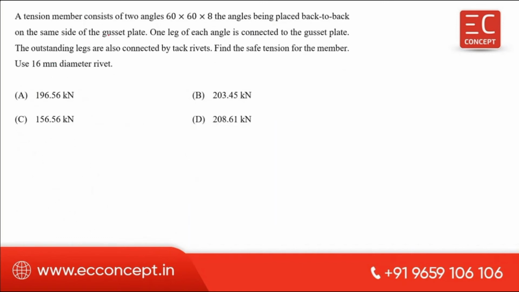a tension member consists of two angles 60 by 60 by 8, the angles being placed back to back on the same side of the gusset plate. One leg of each angle is connected to the gusset plate. So the outstanding legs are also connected by tack rivet. Okay, find the safe tension for the member. Use 16 mm diameter rivet.